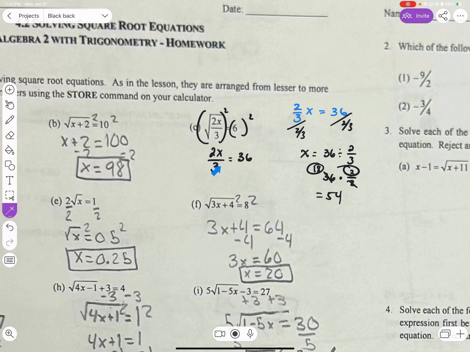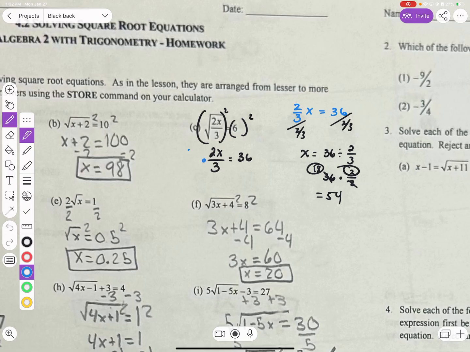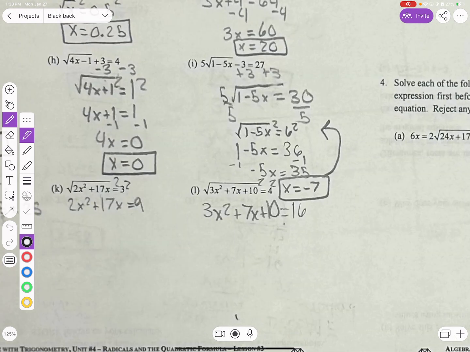I take this approach. If I have a fraction and my x is on top like this, I say, hey, the reason this is hard is because it's divided by 3. So I usually multiply by 3 first and make the problem easier. Because now that it's 2x equals 108, I can just divide by 2 and get the 54 that way. Either way works. I like that second way I did there better.